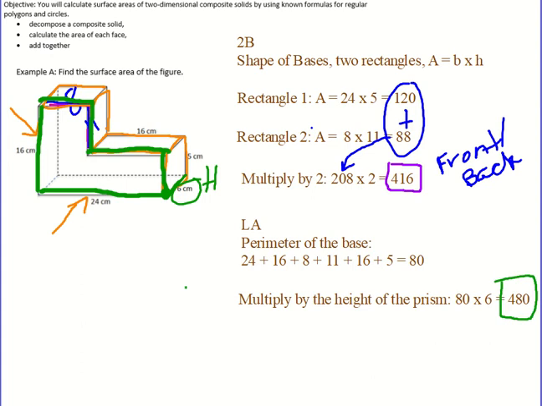And then my last step, since I now have all the lateral faces areas and I have the shape of the bases areas, I'm going to just add them together. 416 plus 480 is 896 centimeters squared. And that's your final answer.